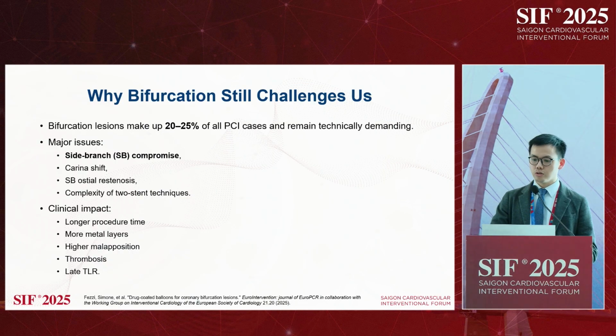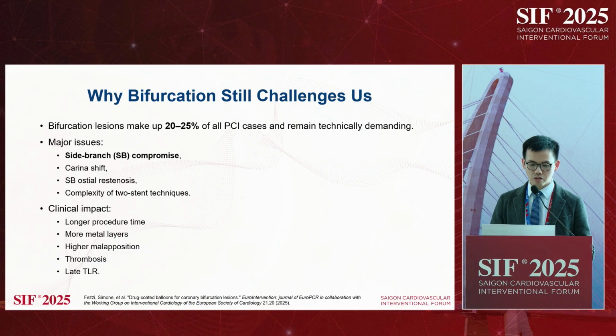Bifurcation still challenges us because it makes up around 20 or 25% of all PCI cases. The main problem is that after we put a stent in the main vessel, the side branch may be compromised. We are concerned about side branch ostial restenosis, or the complexity when we have to choose two-stent techniques. Then there is the clinical impact, for example longer procedure time, more metal layers for the patient, or thrombosis or TLRs after late lumen loss with two-stent techniques.